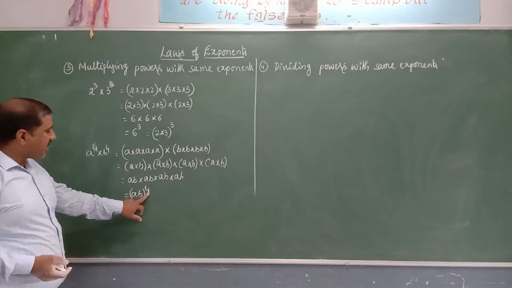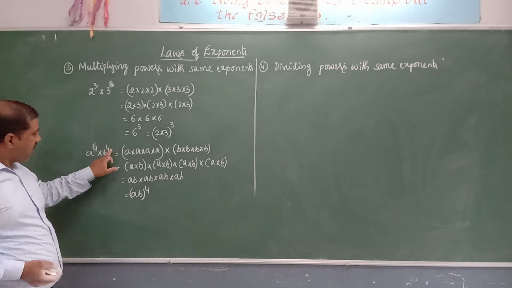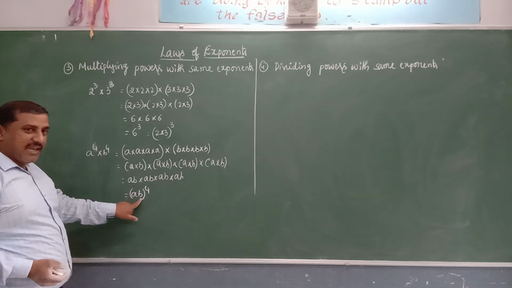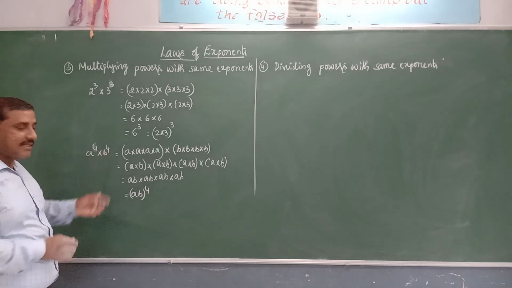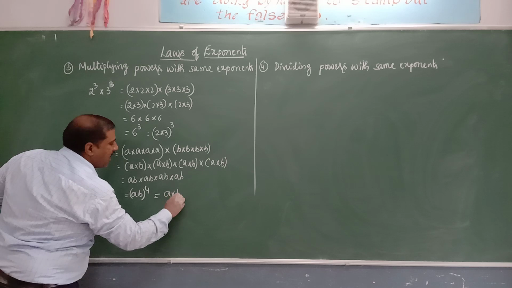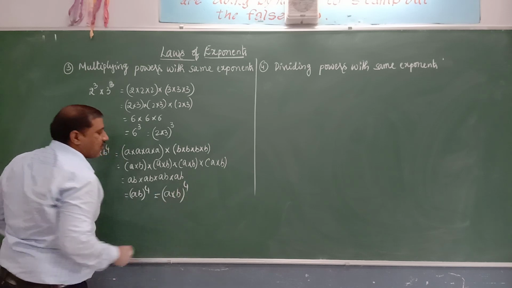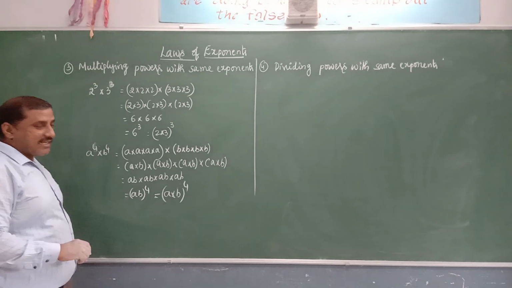Here again the exponent is 4, and here it is 4. Then ab we got, what is ab here? The product of the two bases. That is equal to a into b whole to the power of 4. So under multiplication with the same exponents, what can we say in general?